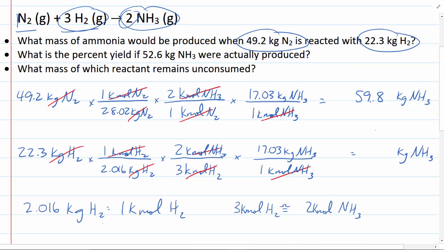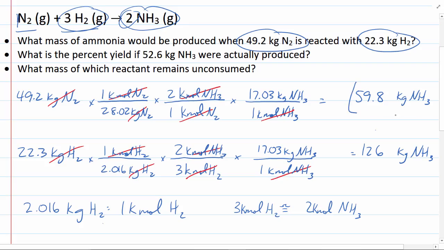On the second one, we take 22.3, we multiply that by 2, and again by 17.03. We divide that result by 2.016, and we divide it again by 3. Upon doing so, we wind up with an answer of 126 kilograms of NH3. Of course, now we have two different answers.